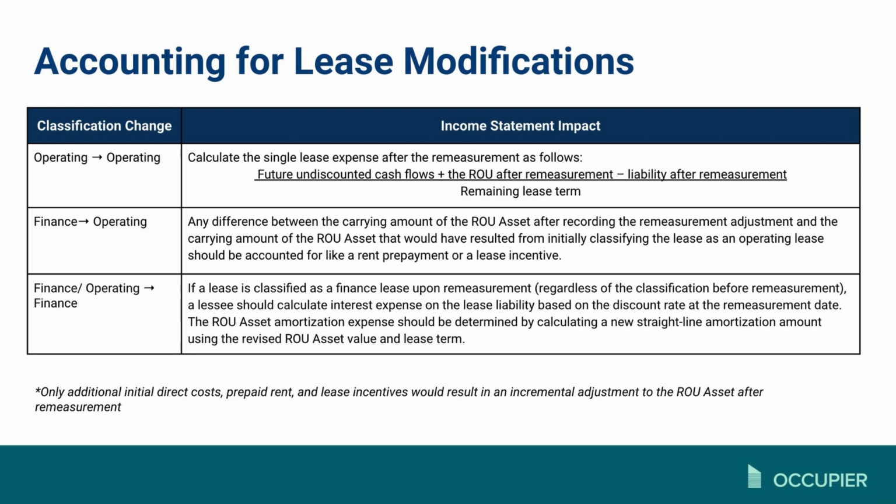I also wanted to mention that whenever you have a modification, the initial direct costs that were within the original lease, prepaid rent, lease incentives, any of those variables, would not be included again because they're already in the lease liability and right of use asset balance. It would only be the incremental. So let's say you had an additional incentive that you received, then you would include that within the modification.